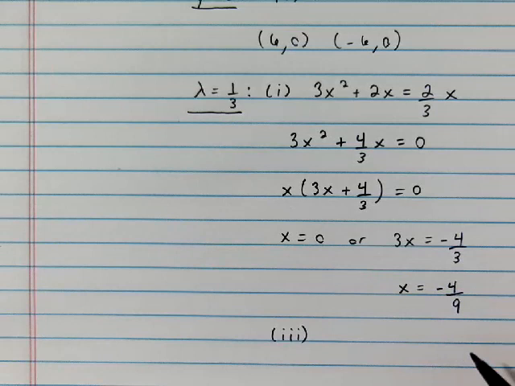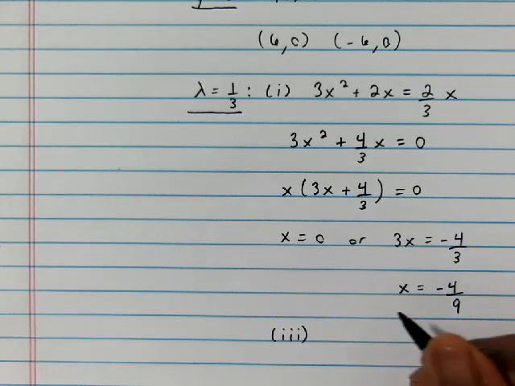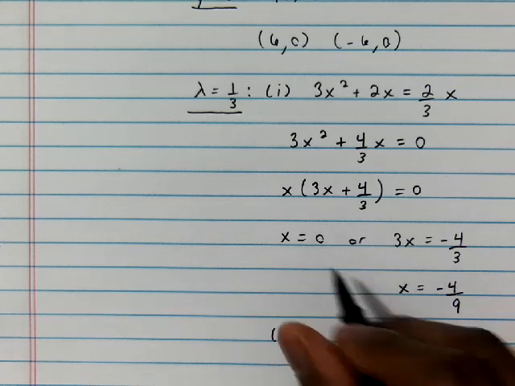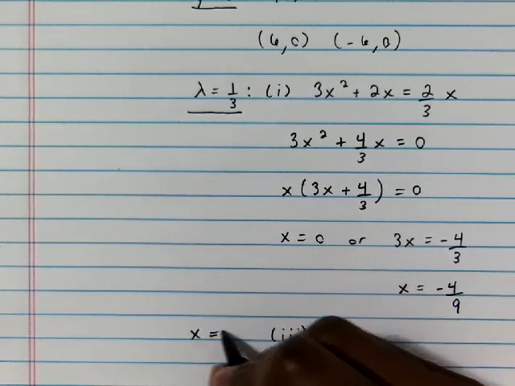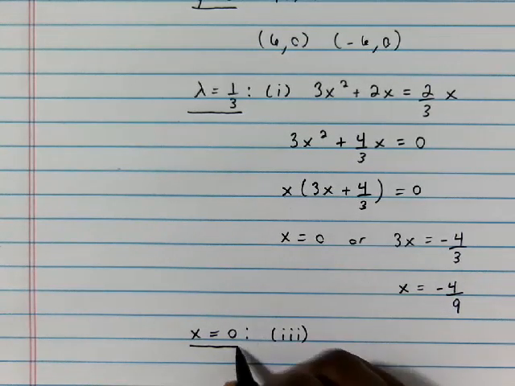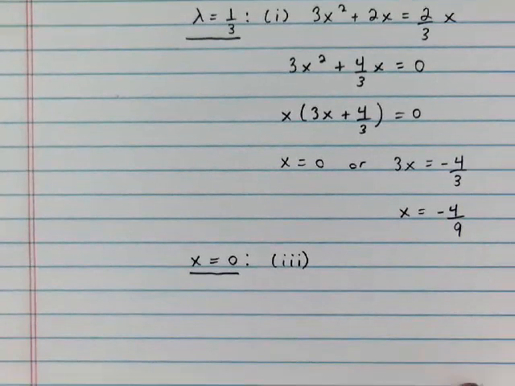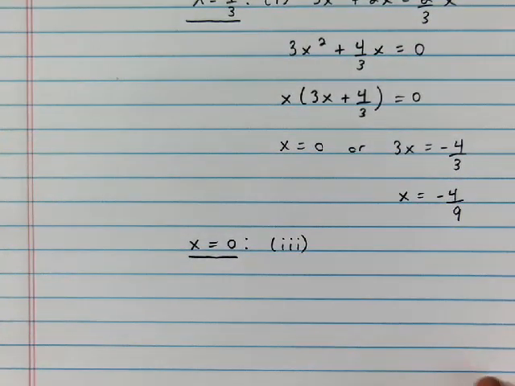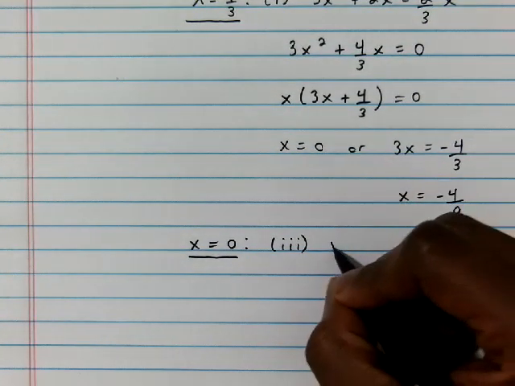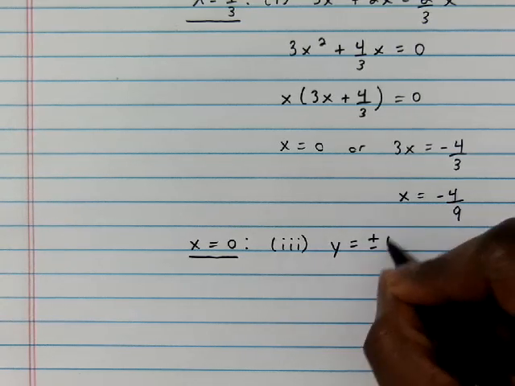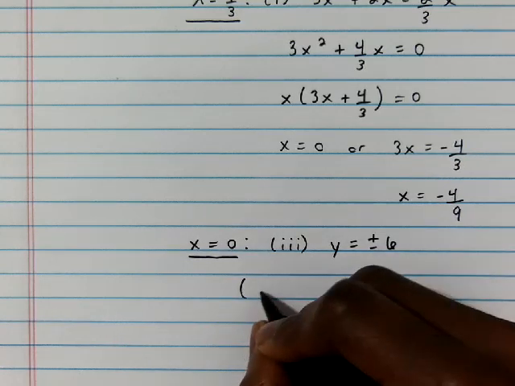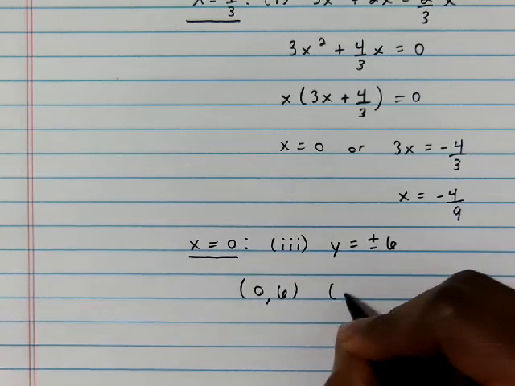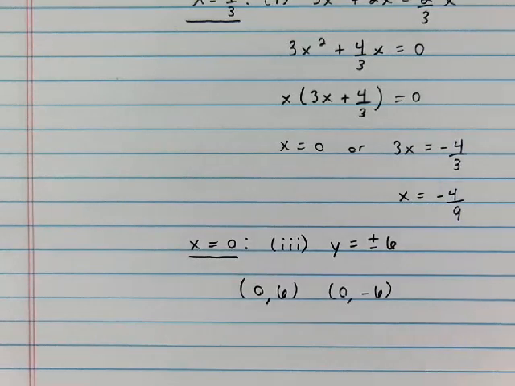Which was x squared plus y squared equals 36. So when we put these in there, first let's deal with x equals 0, sorry. So dealing with x equals 0, put that into our constraint equation, and we end up with y equals plus or minus 6. So now we have the 2 more points, which are 0, 6 and 0, negative 6.